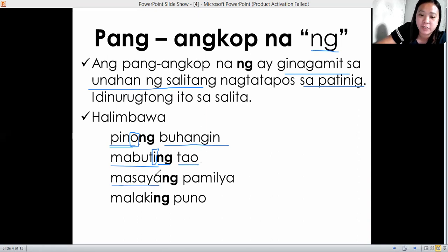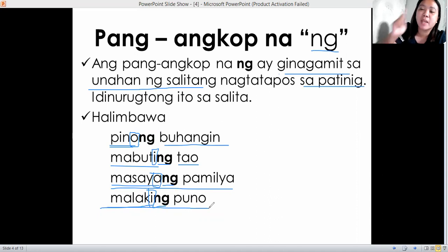Okay, next. Masaya. Look at the first word. It ends with letter A, and letter A is a vowel. Very good. So, we are going to add NG. Masayang pamilya. And the last example, malaki. It ends again with the letter I. The first word ends with the letter I and it is a vowel. So if it ends with a vowel, we are going to add NG. So we have now here malaking puno.